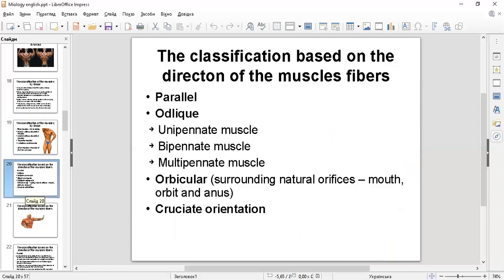The classification based on the direction of the muscle's fibers: parallel, oblique, unipinnate muscle, bipinnate muscle, multipinnate muscle. Orbicular, surrounding natural orifices: mouth, orbit, and anus. Cruciate orientation.